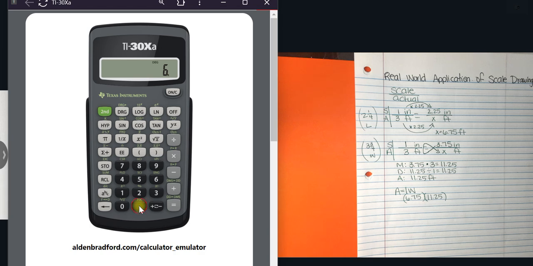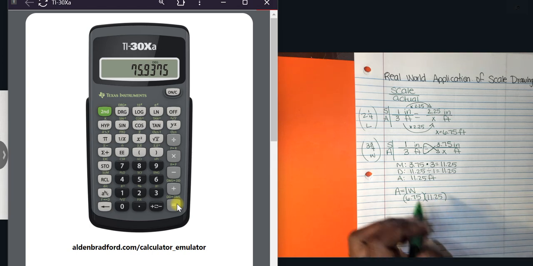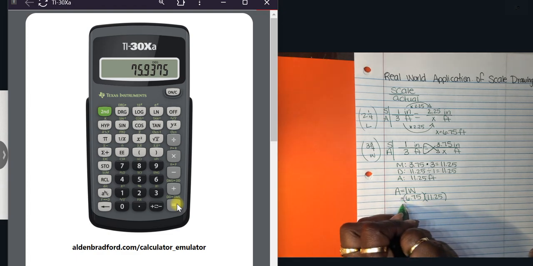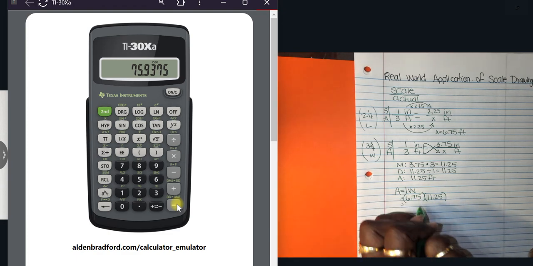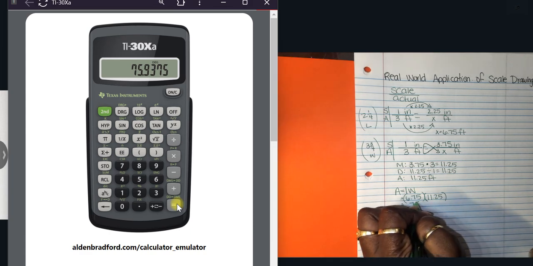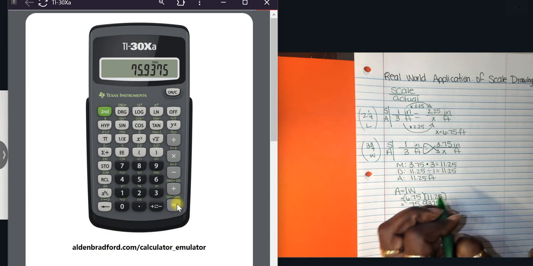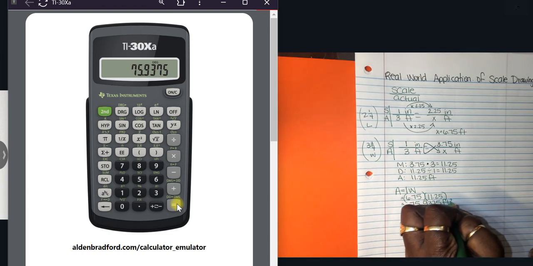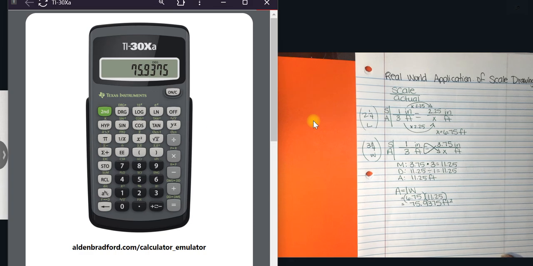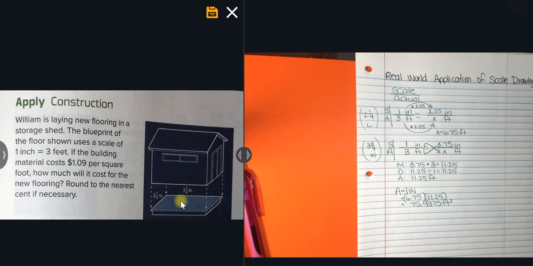So 6.75 times 11.25 gives me 75.9375. Let me see. So our area is equal to 75.9375. I'm just going to write the whole thing out. And what's our unit? Our unit is square feet. So this is the area of this flooring here.